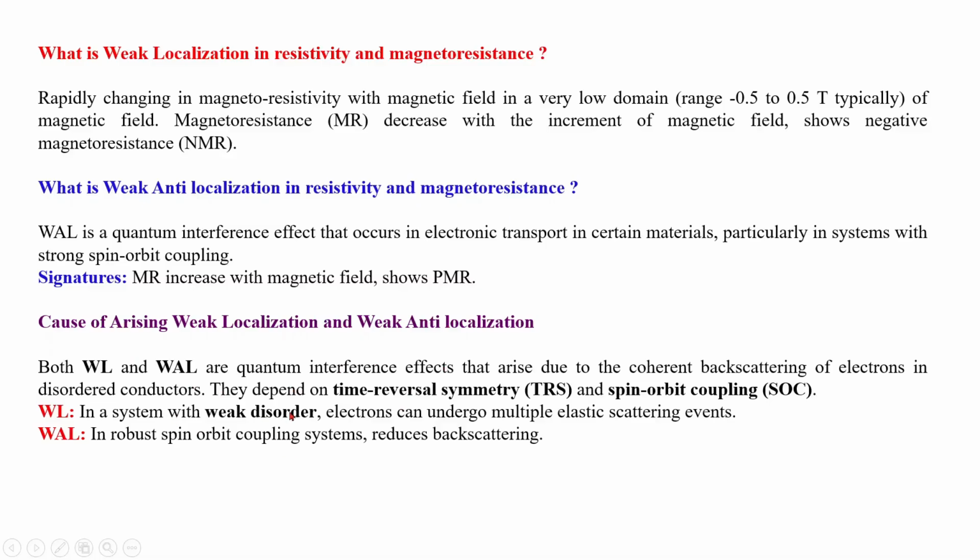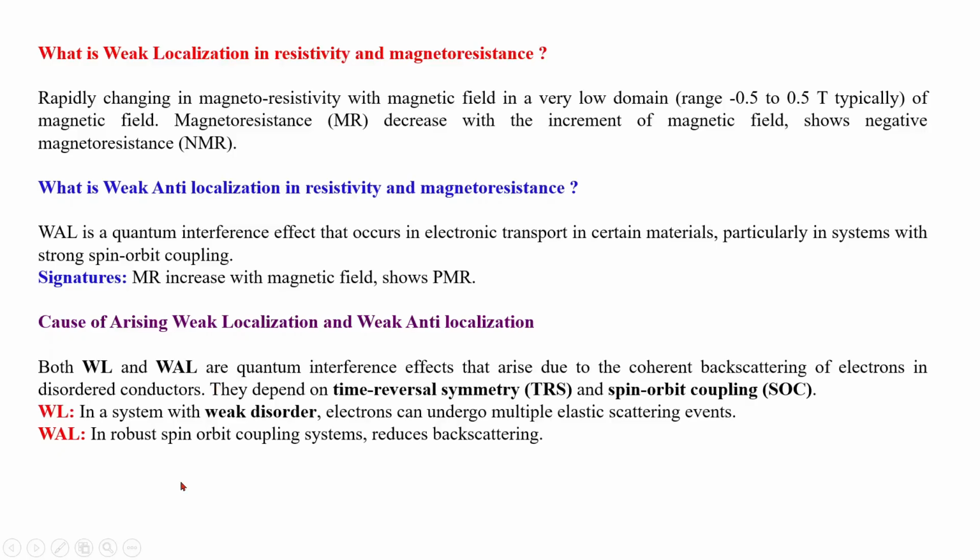disordered systems, where electrons can undergo multiple elastic scatterings. It may also be that the system is ordered, but during the growth the system has several defects and disorders, due to which weak localization also occurs. But for weak antilocalization to occur, the system is required to be a robust spin orbit coupling system, and it reduces the back scatterings and coherent back scattering of electrons in disordered conductors. So these effects are also observed.